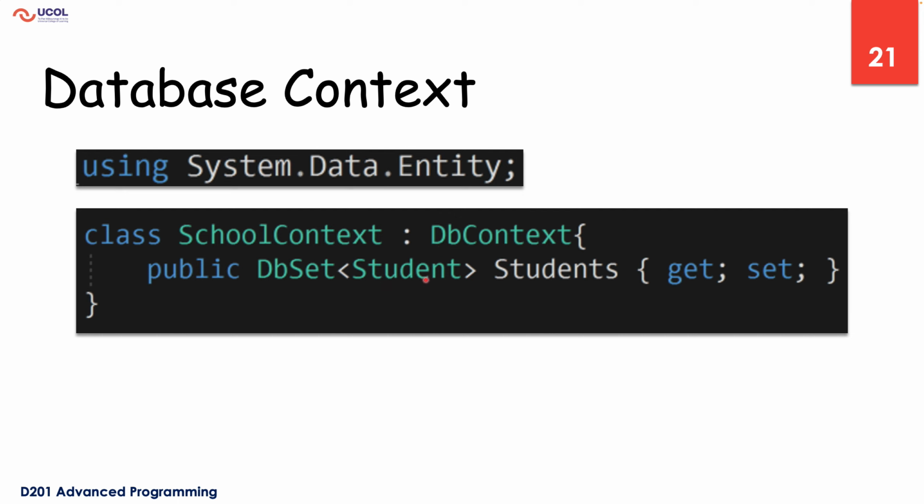So we have a student class that we have defined, a simple class in which we have a student ID, first name and last name, 3 properties. Here we are using the System.Data.Entity, and then in that particular entity library we have a DbContext class.